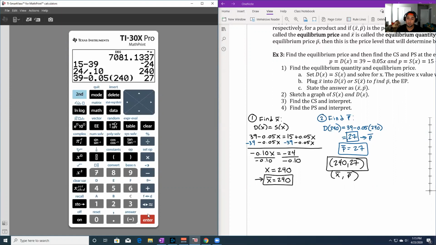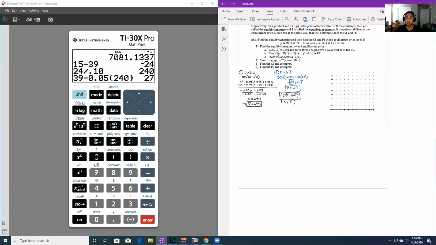Okay, 3 says to sketch a graph of both d of x and s of x. Oh yeah, and to show you how it will work no matter what, in whichever function, let's say I chose s of x. I would say 15 plus 0.05 times 240 and we still get 27.